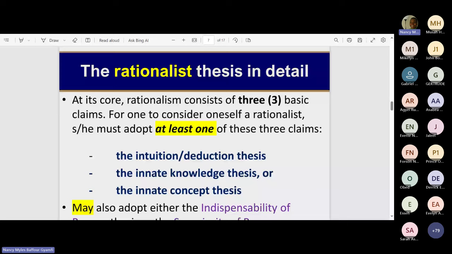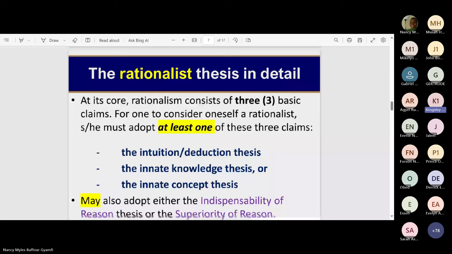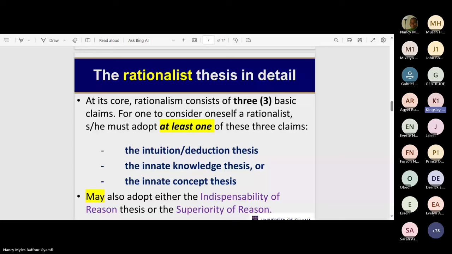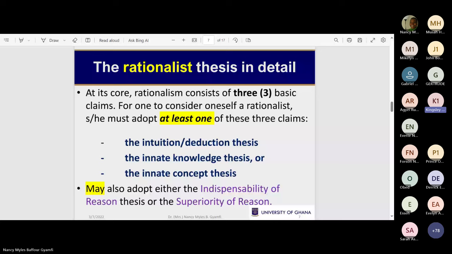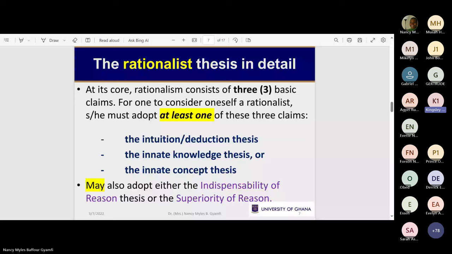Kingsley, go ahead, sir. The rationalist thesis in detail. At its core, rationalism consists of three basic claims. For one to consider oneself a rationalist, he or she must adopt at least one of these three claims: the intuition or deduction thesis, the innate knowledge thesis, or the innate concept thesis. One may also adopt either the indispensability of reason thesis or the superiority of reason.